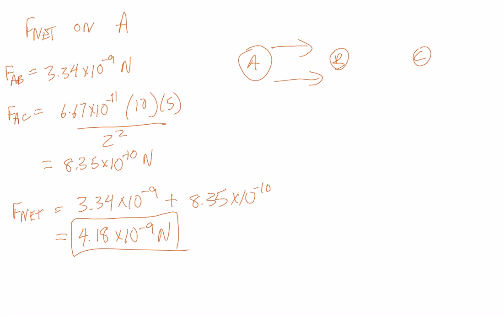So in this case, we would get 4.18 times 10 to the negative 9 newtons, and because they're both going to the right, we could just say to the right, or towards A or towards B, however. And that's it. We'll stop there.